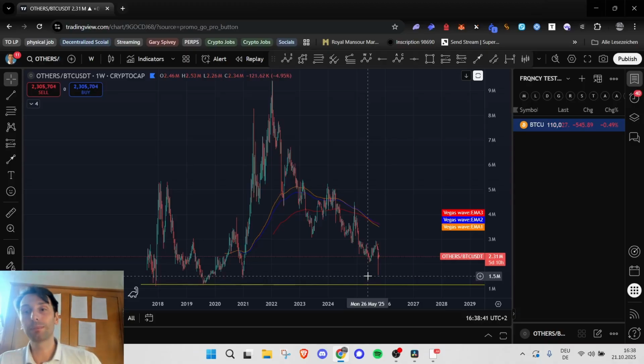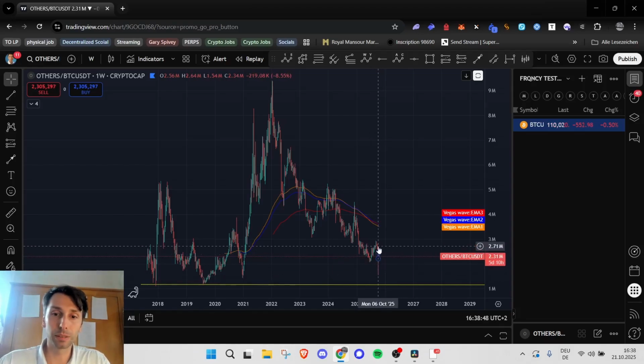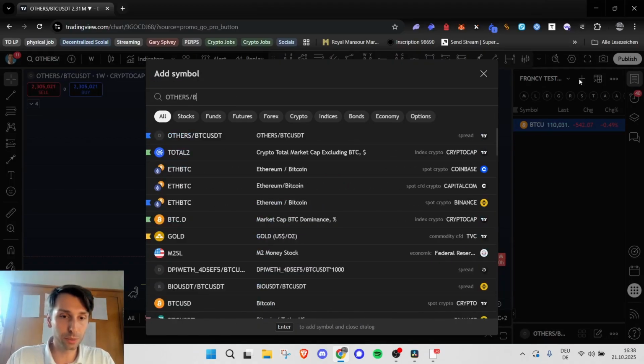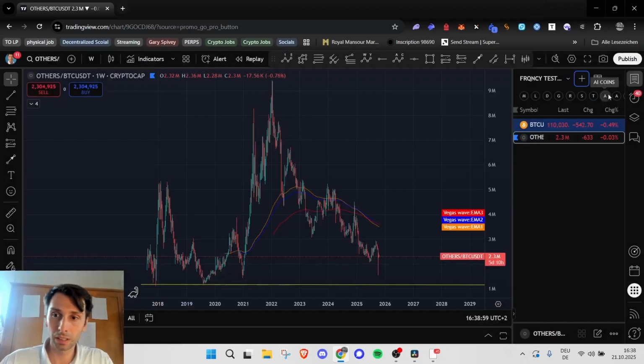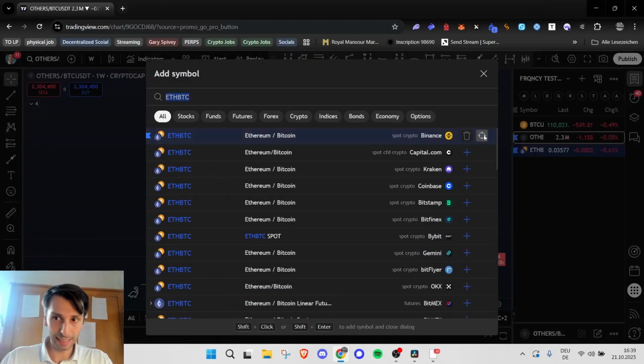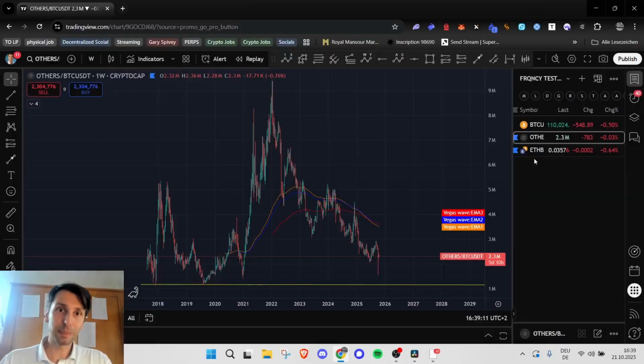Then you can think about, okay, is maybe now a good time to invest into altcoins or not? It's always something to think about. If you want to add this chart to your watch list, you basically add Others to BTC USDT. Then you have it on your watch list and you can look it up. Things like ETH-BTC you can also add. And this is basically what we're going to use TradingView for.